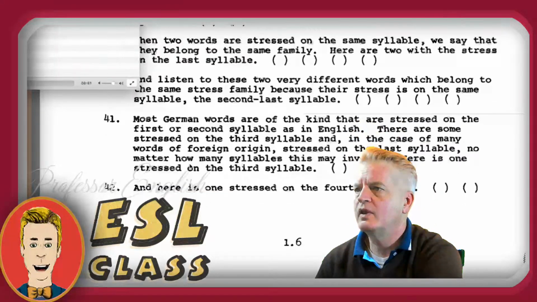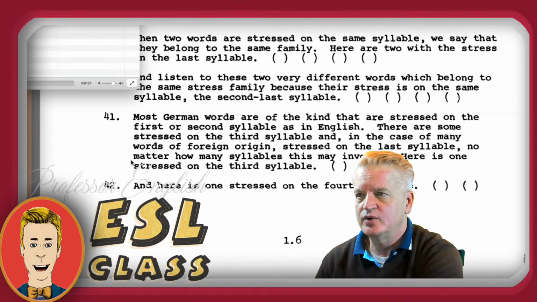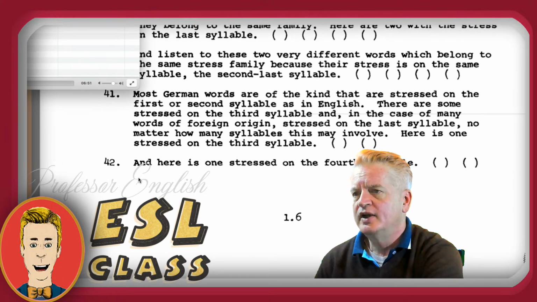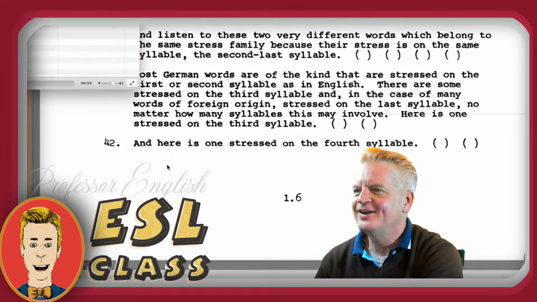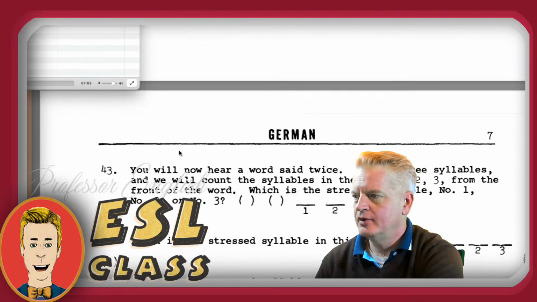41. Most German words are of the kind that are stressed on the first or second syllable, as in English. There are some stressed on the third syllable, and in the case of many words of foreign origin, stressed on the last syllable, no matter how many syllables this may involve. Here is one stressed on the third syllable. Augenblicklich. 42. And here is one stressed on the fourth syllable. Bibliothek.